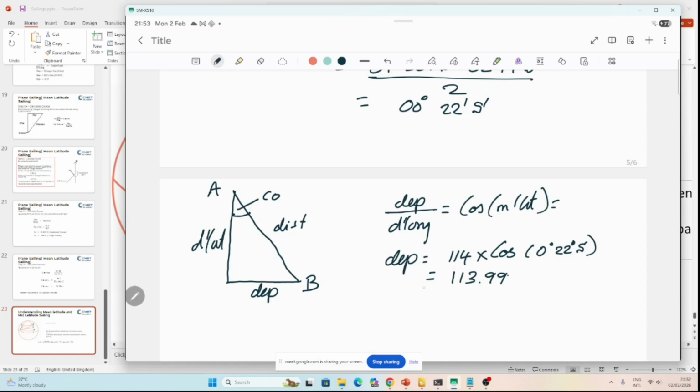Why? Can somebody explain why? It's very, very close to D long. Almost D long. Why? If you understood the principle, you will be able to answer this question. So distance less than 600 nautical miles in. No, no, no, no.